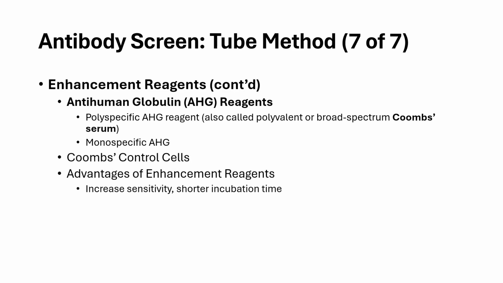For the anti-human globulin reagents, we have polyspecific anti-human globulin reagent. This is also called polyvalent or broad-spectrum Coombs serum. We also have monospecific as well, and then we have the Coombs control cells, which, as mentioned earlier, is used as a control during the testing. Some advantages of the enhancement reagents is that it can increase sensitivity of the test and can also allow for shorter incubation time.